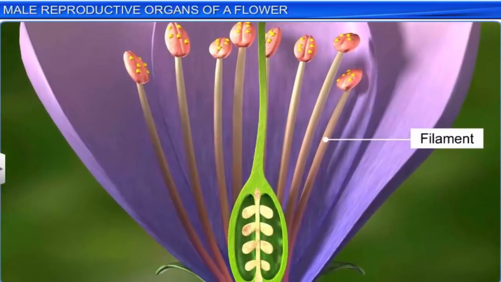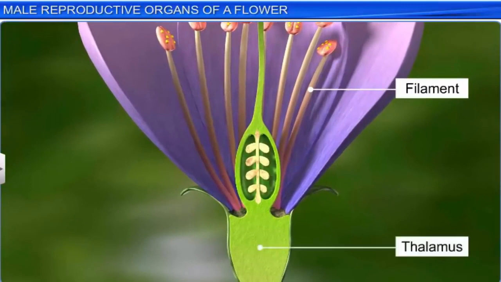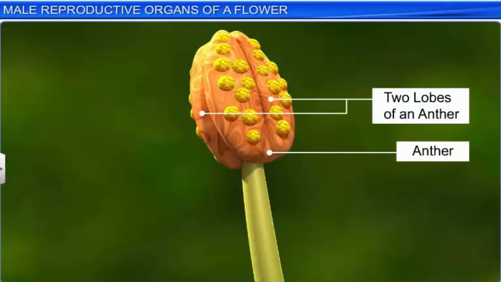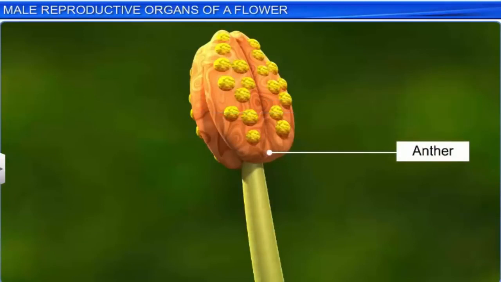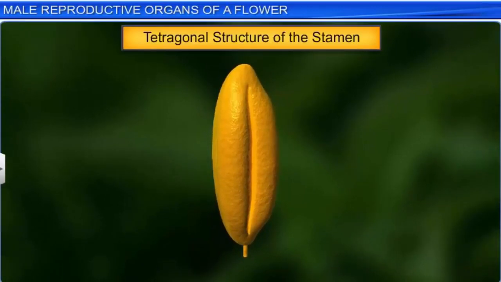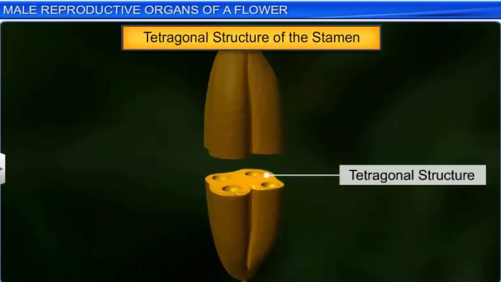The filament is a long and slender stalk whose proximal end is attached either to the thalamus or the petal of the flower. The anther, on the other hand, is bilobed in nature, with each lobe being dithecous or consisting of two thecas that are separated by a longitudinal groove that runs through the anther. The transverse section of the anther reveals that its lobes form a four-sided or a tetragonal structure.